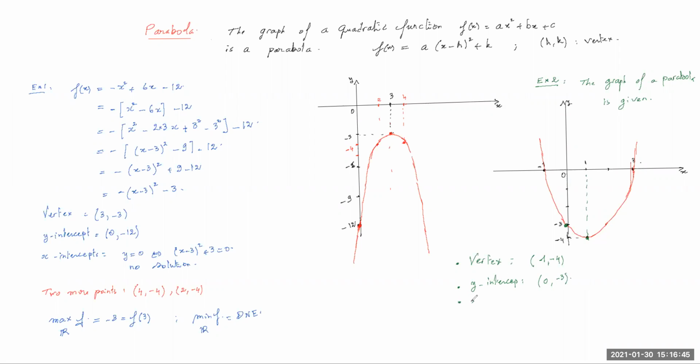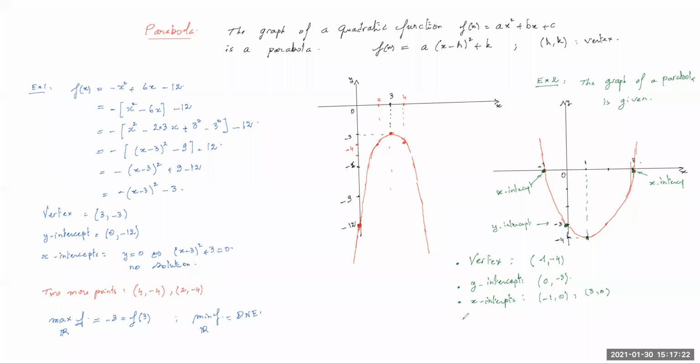I can read the x-intercepts. Okay, x-intercepts: here I have 2 points, 2 x-intercepts. Here also it's an x-intercept. This one is the y-intercept. So I have the points -1, 0, and 3, 0. While in the other parabola, we didn't have any.